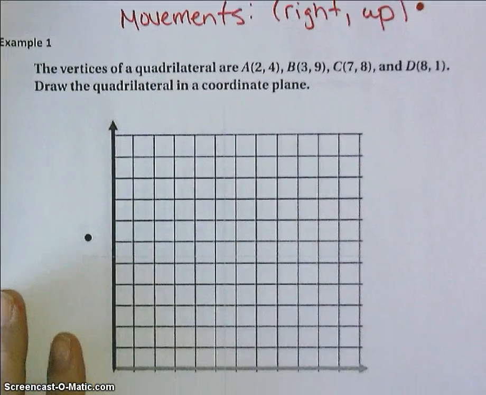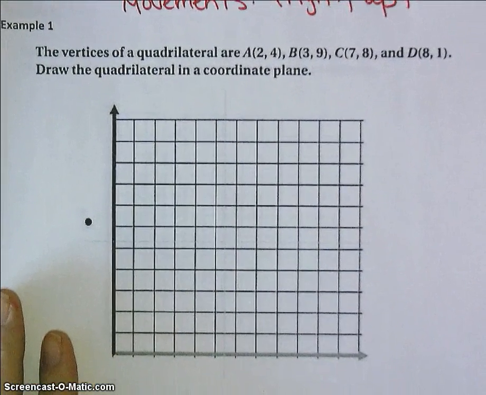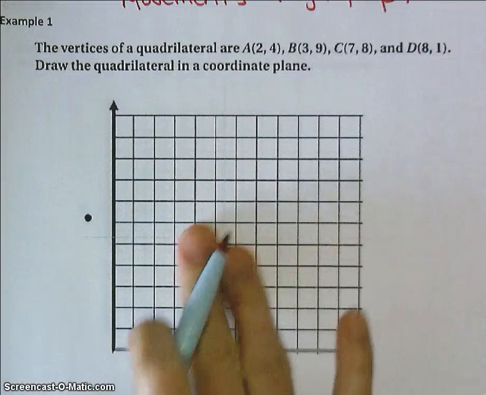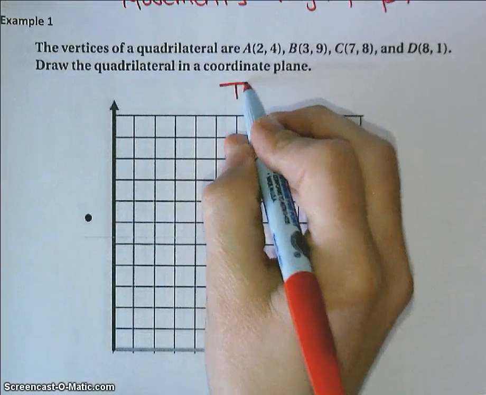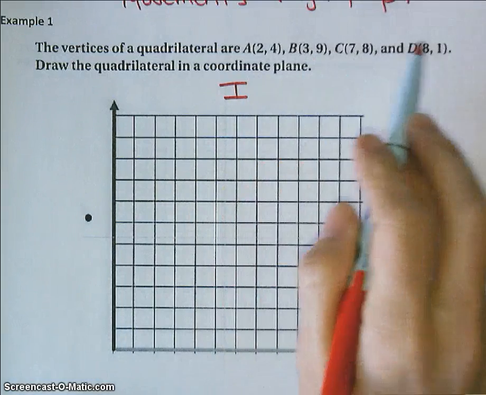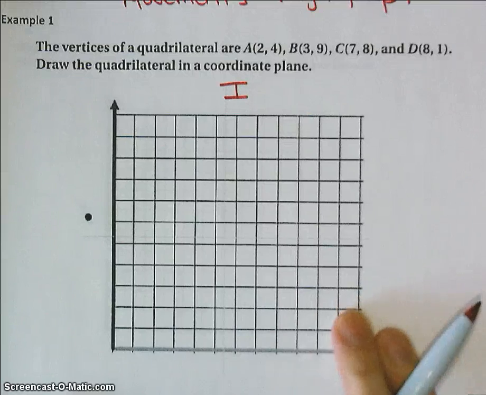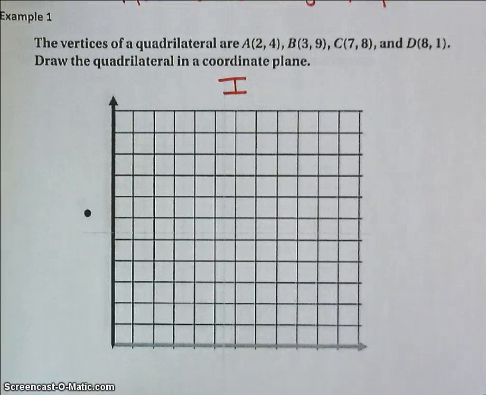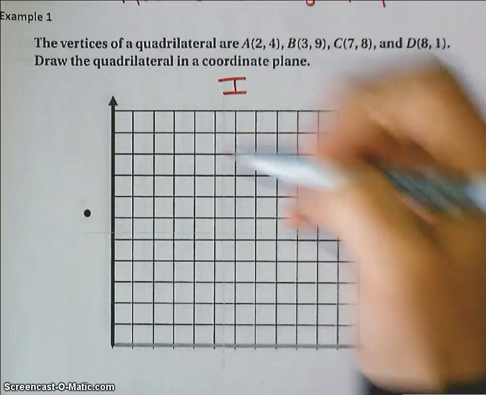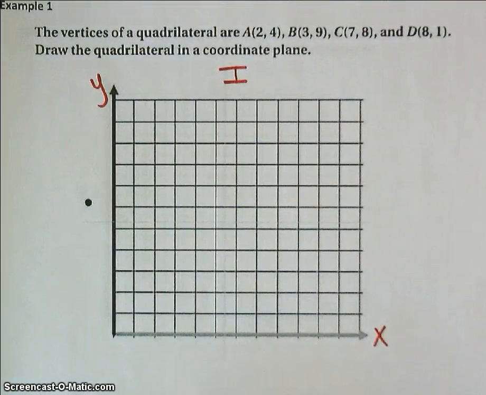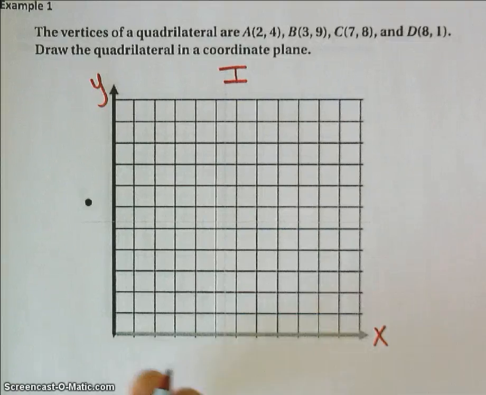So let's do this first example. Given that the vertices of a quadrilateral are those ordered pairs listed, draw the quadrilateral in a coordinate plane. As I said, we're only worried about quadrant 1 because all of our ordered pairs are positive. So these are all my positive ordered pairs in quadrant 1. The first thing I'm going to say is label x and label y. It's important that you label your x and y axes.